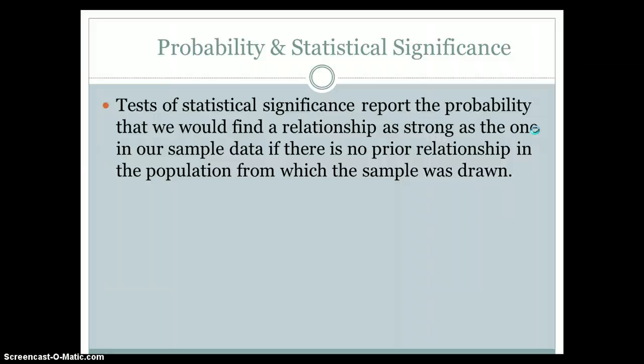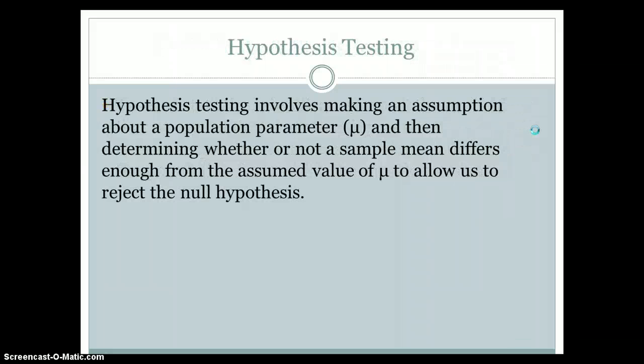So tests of statistical significance report on the probability that we would find a relationship as strong as the one in our sample data if there is no prior relationship in the population from which the sample was drawn. In other words, is there something really going on? Now, hypothesis testing is a way that we can state our assumptions about a population parameter. Remember that there are parameters for populations and statistics for samples from those populations.